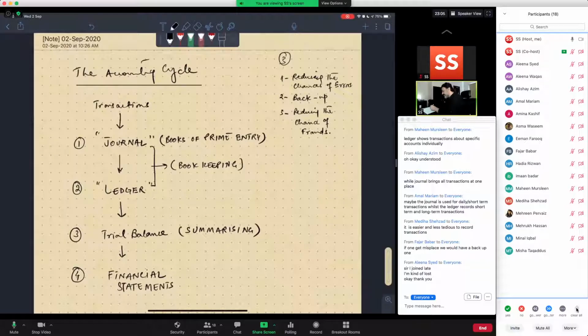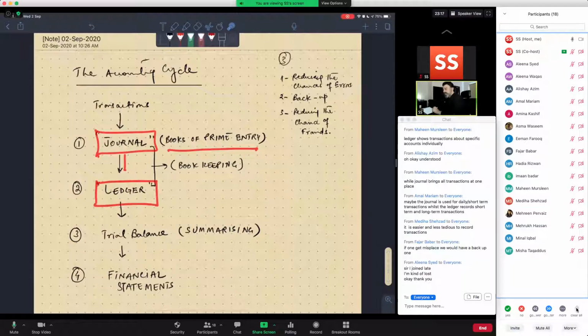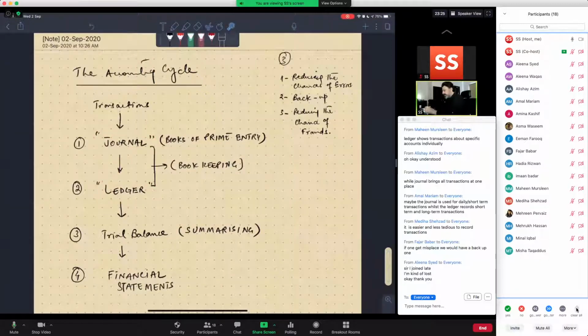It starts with the transaction, but then these transactions need to be recorded in one book called a specialized book. We call it the journal, or book of prime entry. The same transaction goes into another book called the ledger. Why do we do this twice? Because of these 3 points. We want to reduce the chances of errors. We want to create a backup in case one of the two sources is lost. And we need to reduce the possibilities of fraud. So that's why we do this.